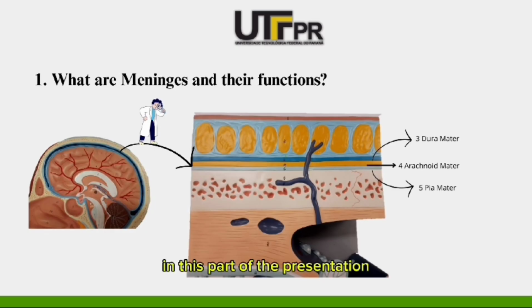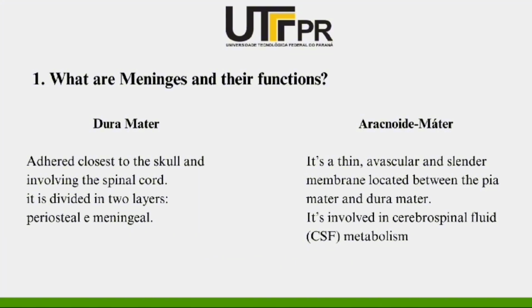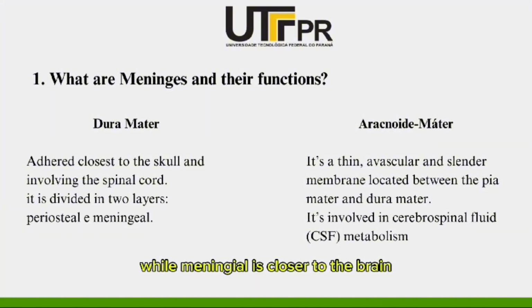In this part of the presentation, we can see the meninges in more detail. We have the dura mater, arachnoid mater, and pia mater in order. The dura mater, attached to the skull's inner surface and surrounding the spinal cord, is made of dense connective tissue for extra protection. Periosteal, from Latin periosteum meaning around the bone, is closer to the skull, while meningeal is closer to the brain.